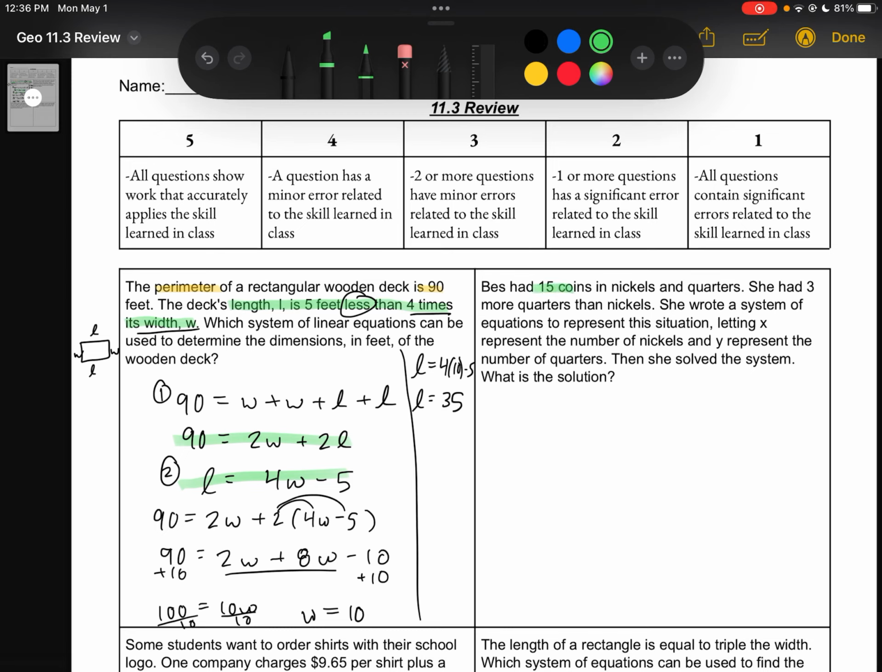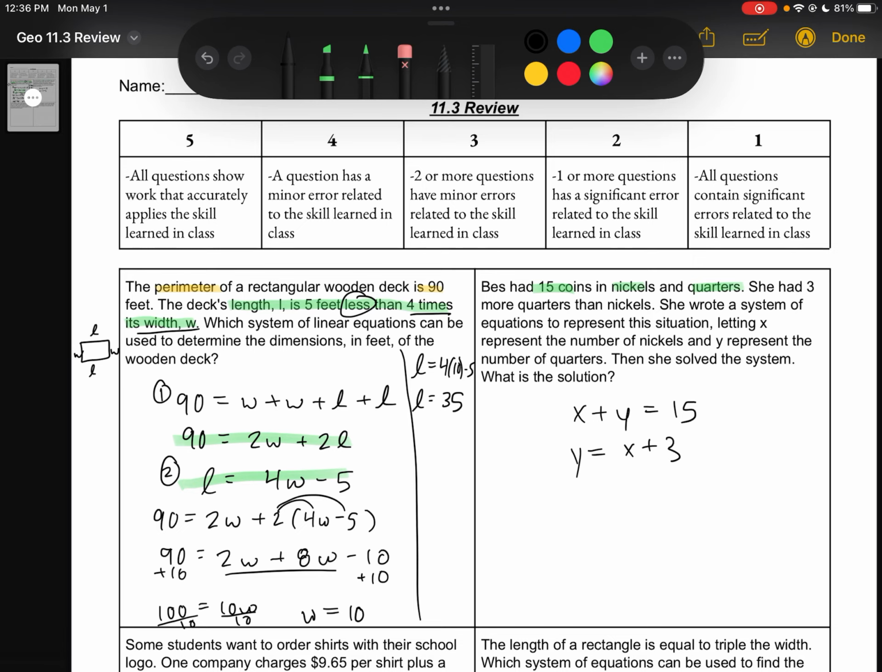Bess has 15 coins, nickels and quarters. So if we're starting off with nickels and quarters, and we have 15 coins, so that's our quantity equation. She has 3 more quarters than nickels. So our quarters, we'll say Y. She has 3 more of them than nickels. So we could have X and then add 3 to X. So if you add 3 to nickels, you get your quarters.